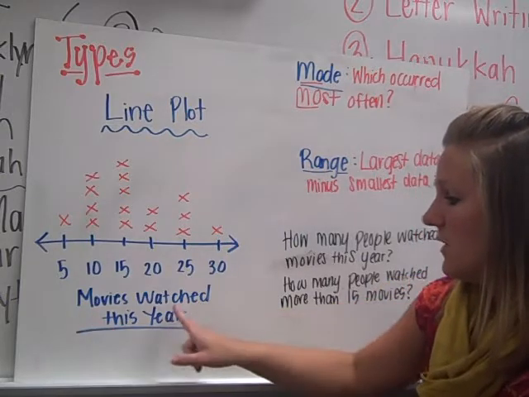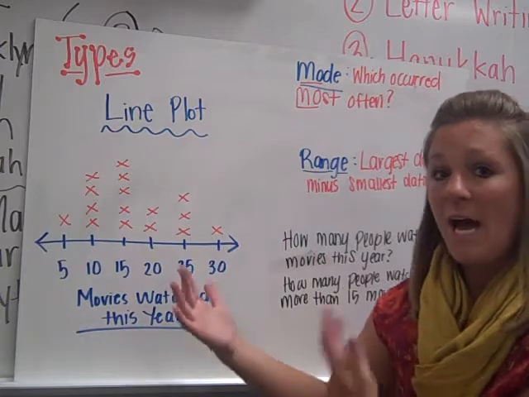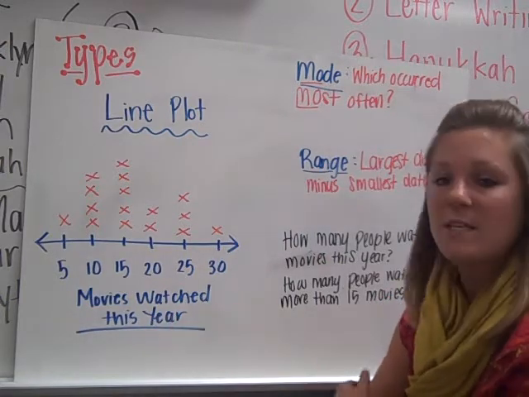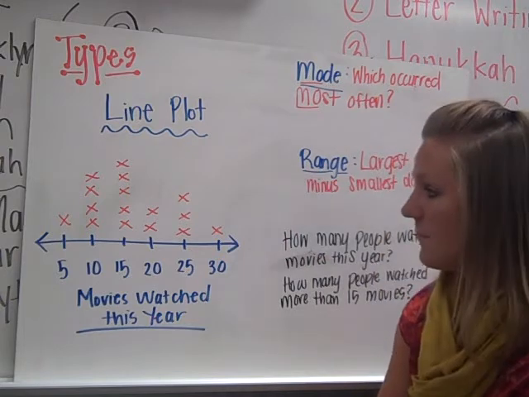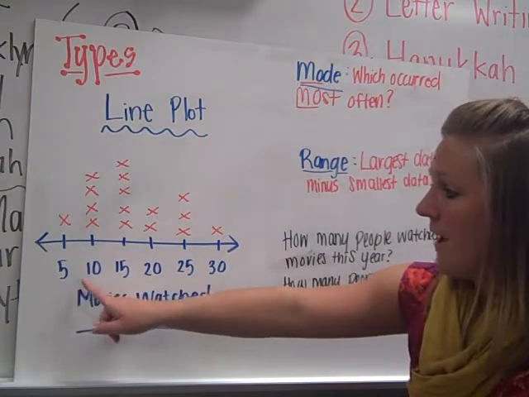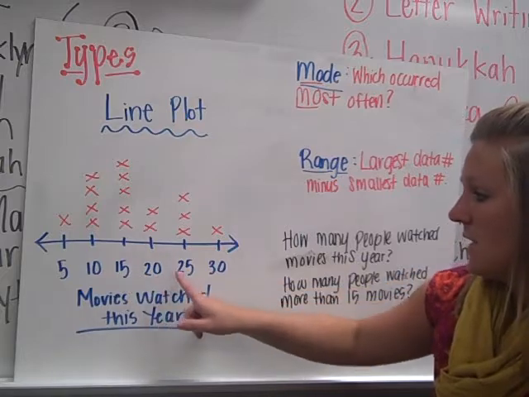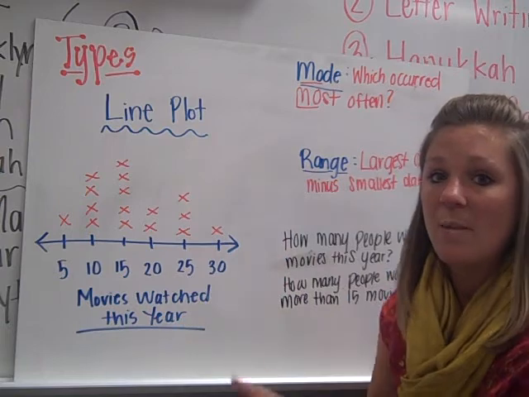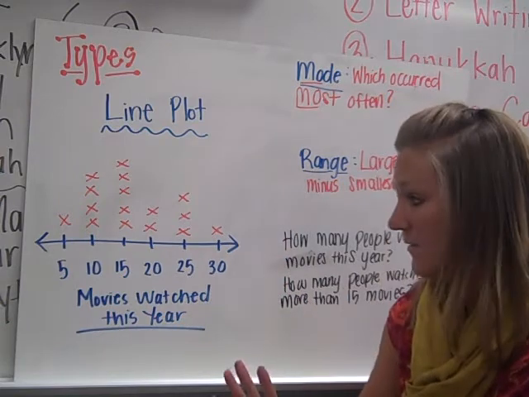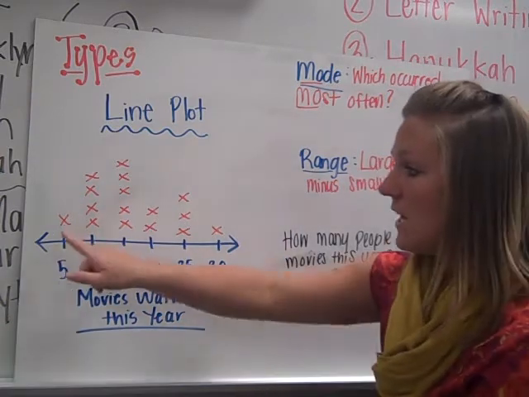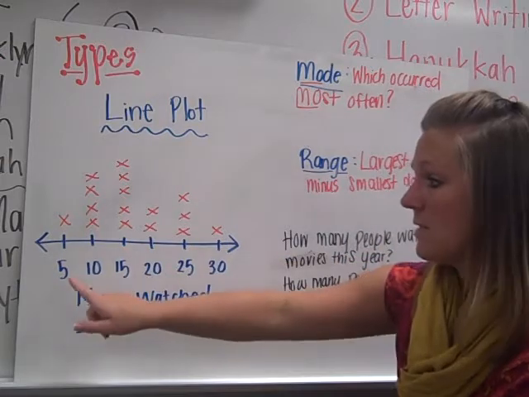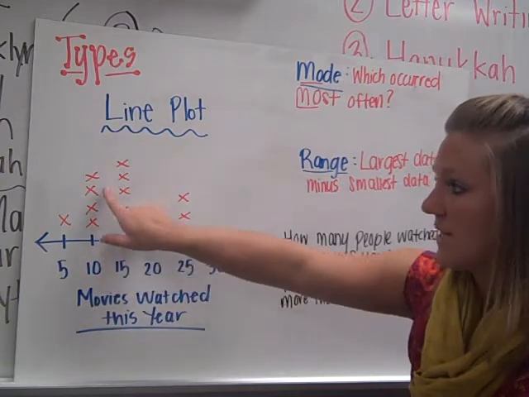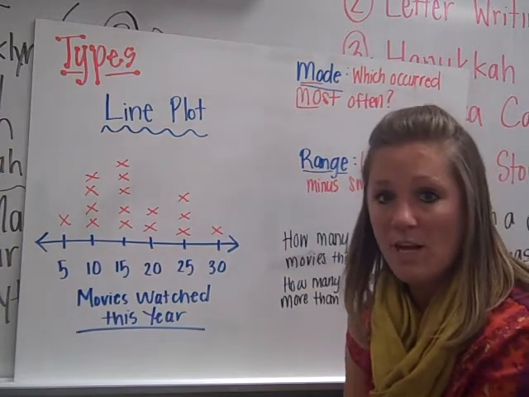My title is Movies Watched This Year. So I pretended to go out and collect data from people to see how many movies they watched so far this year. The options were 5 movies, 10, 15, 20, 25, 30. Notice that my scale down here is counting up in equal increments of 5, okay? So for each X, that means that a person watched 5 movies. If you look here, 10, I have 4 X's. That means 4 people watched 10 movies.